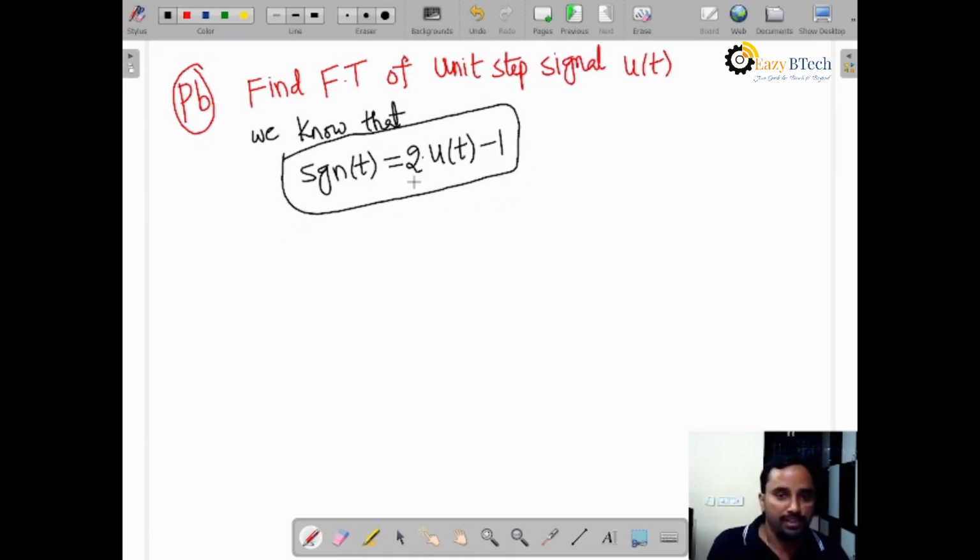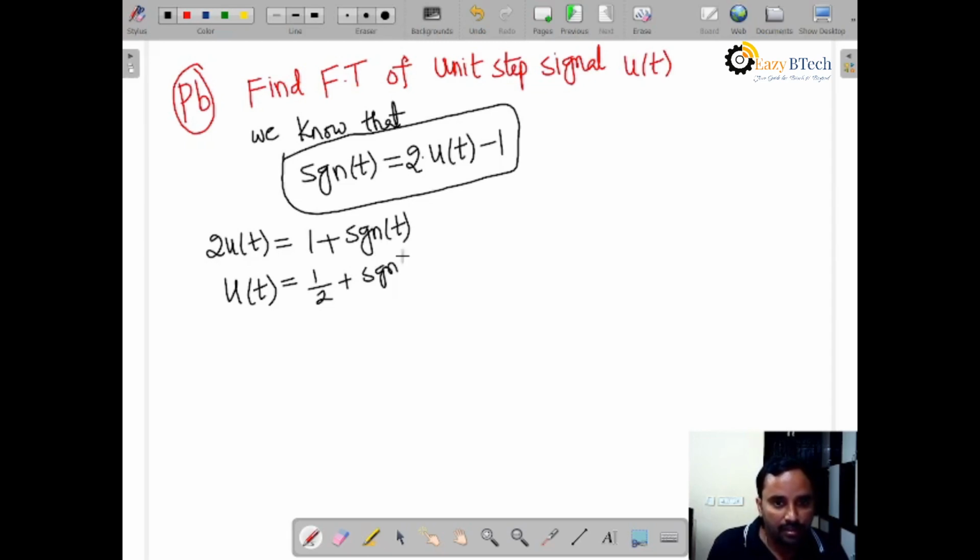So we want the step function, right? Sending that minus sign across, we get 1 plus Sgn of t, the signum function. Then we want u of t only, therefore 1 by 2 plus Sgn of t by 2, just sending the 2 to the right side. So 1 by 2 is the constant, and the signum function we already know. So apply Fourier transform both sides.